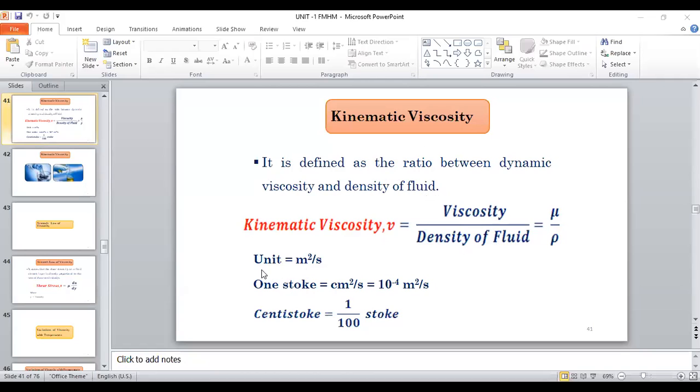And one more unit in the CGS system is stoke, not stroke. Remember, S-T-O-K-E is stoke. So 1 stoke equal to 10 power minus 4, or 1 by 10,000, meter square per second. Remember, in any one form, either 10 power minus 4 or 1 by 10,000 meter square per second. Similarly, problems may give centistokes. So 1 centistoke equal to 1 by 100th of a stoke. After writing this, you again have to convert the stoke to meter square per second. So you get 1 by 100 into 1 by 10,000 meter square per second. That is the conversion of centistoke to meter square per second. Any doubt here?